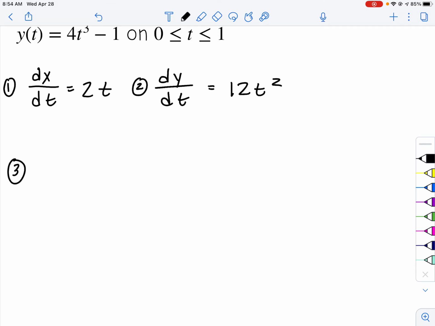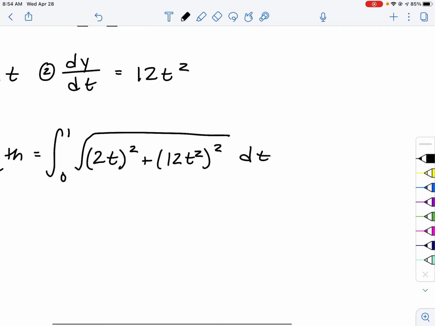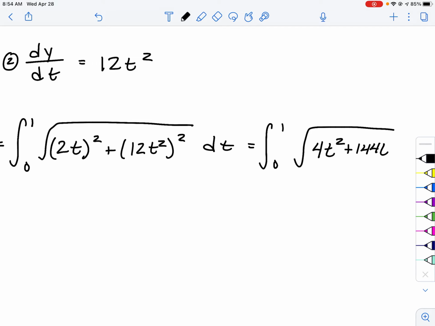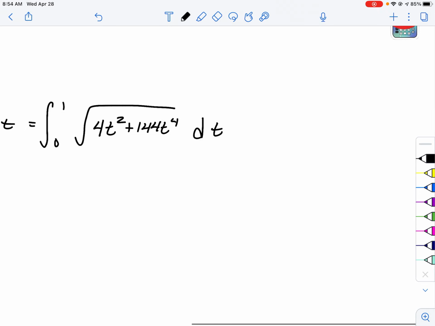Okay, so if we set up our arc length formula, arc length is going to be the integral from 0 to 1, because that's our interval for t, of the square root of (2t) squared plus (12t squared) squared, dt. Let's do a little bit of algebra manipulation. So we've got the integral from 0 to 1 of the square root of 4t squared plus 144t to the 4th, dt.